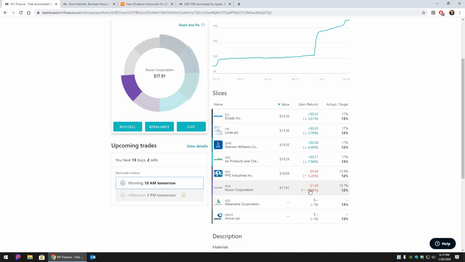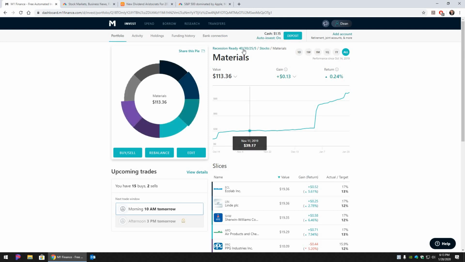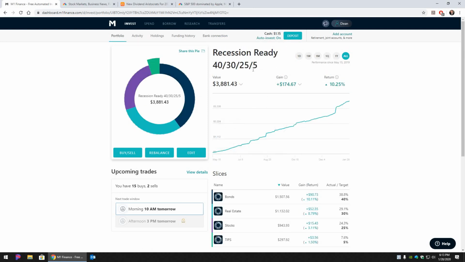Nucor has really taken a beating in the past month or so, down 17%. But this is why you want to stay diversified. Overall, if you have a lot more winners, you weight them all equally. You can have one that totally misses, but everything else just keeps it solid. So we are adding these two, and they will go ahead and purchase themselves.